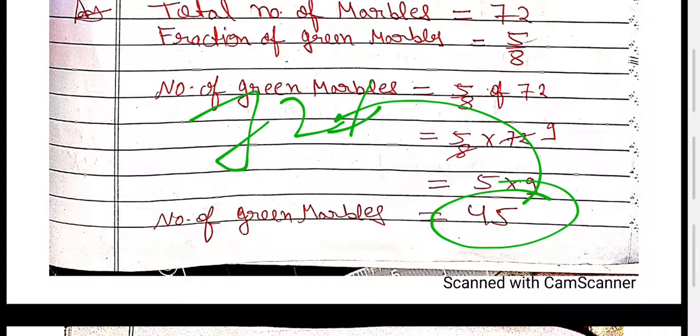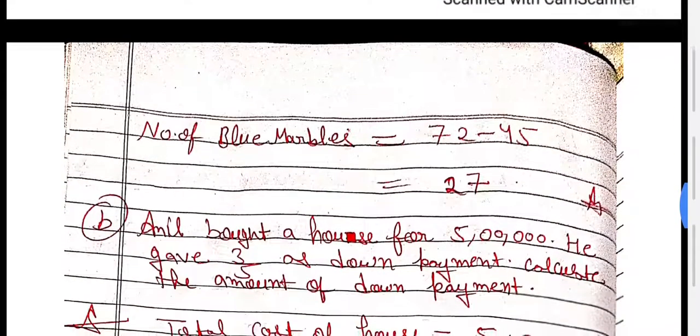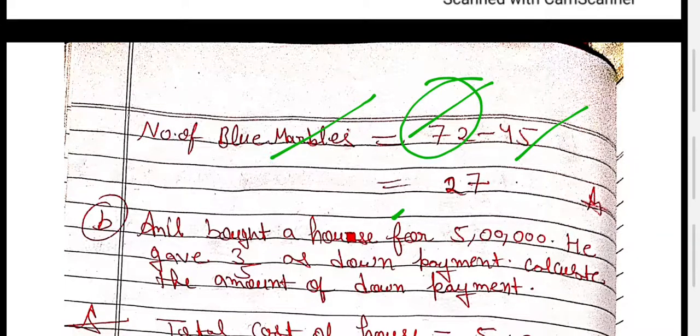Because there are only 2 marbles, green and blue. In total you know 72, and green you know 45. Then what is the blue? Just subtract it from 72. The number of blue marbles is what you get from the total minus the number of green marbles. What I am telling is, from the total subtract the number of green marbles and you will get the number of blue marbles. So you will get 27.